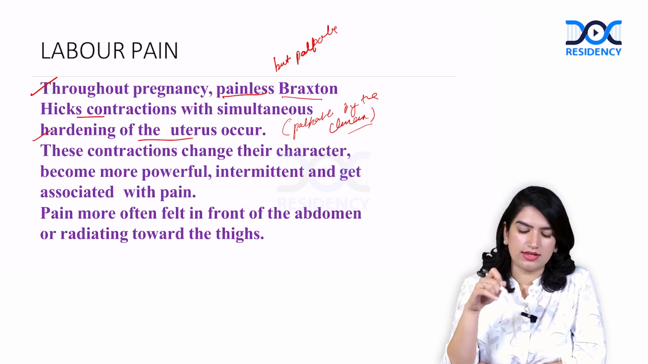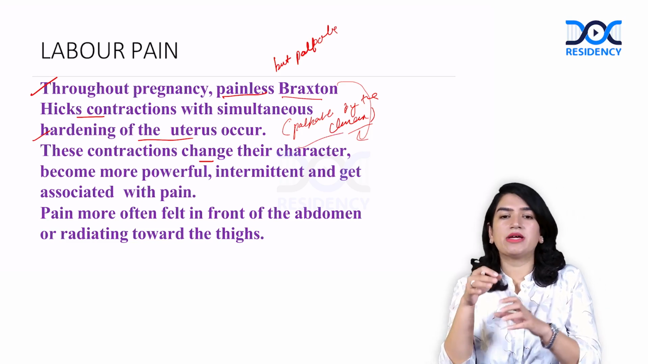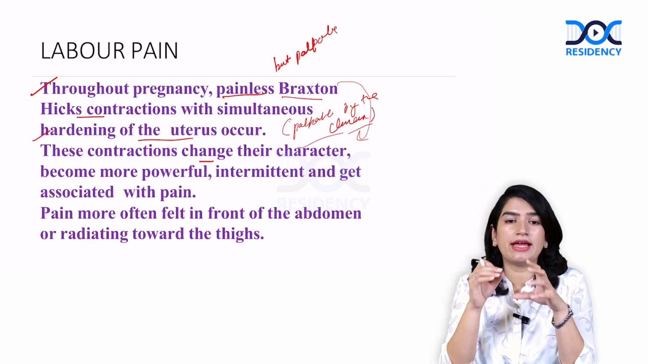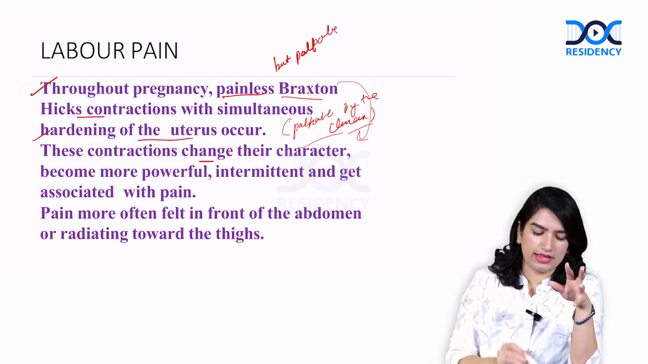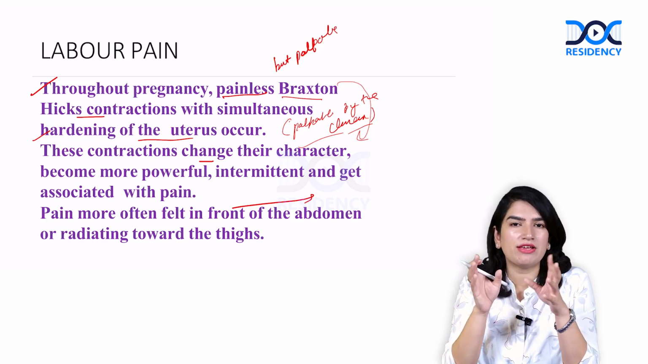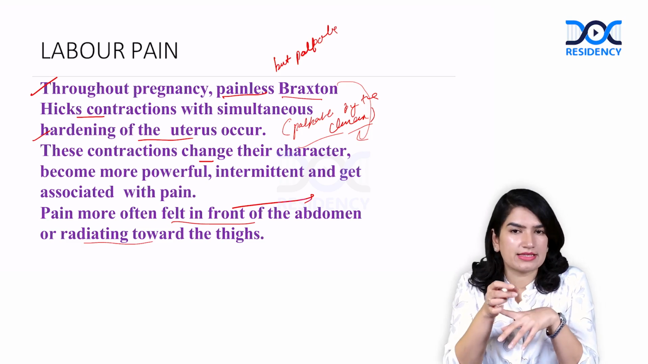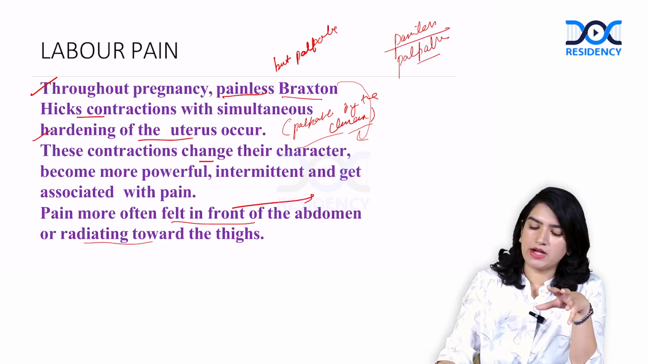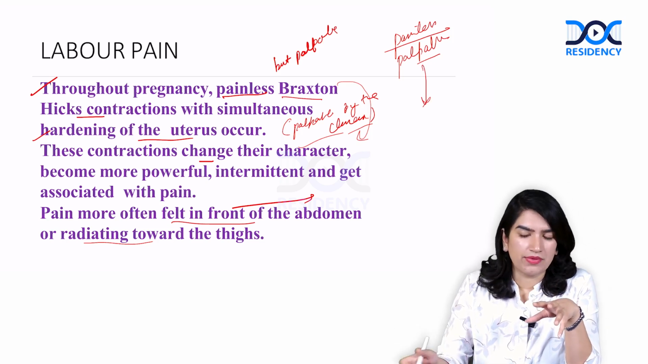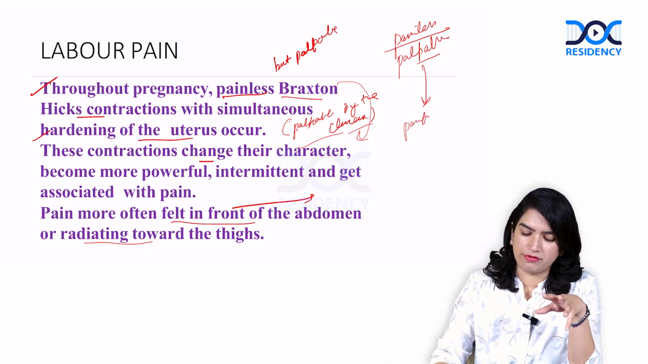So these painless but palpable contractions where there is hardening of the uterus throughout the pregnancy are known as Braxton Hicks contractions. Now these Braxton Hicks contractions change their character and they become more powerful, intermittent, and get associated with pain close to term or close to the onset of labor. So this pain, which was initially felt in the hypogastric region, now also extends towards the thighs. So Braxton Hicks contractions are painless and palpable to start with, but with the onset of labor, closer to term, they change their character, become powerful, intermittent, and also become painful.